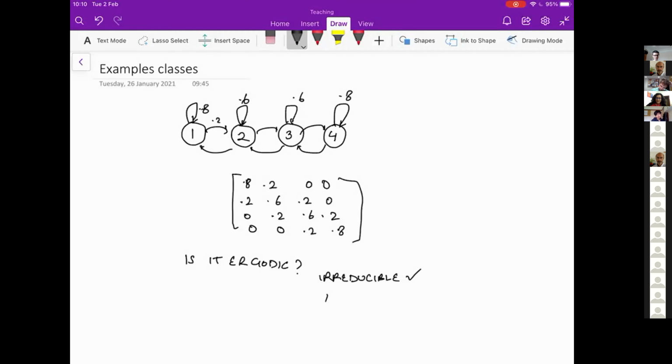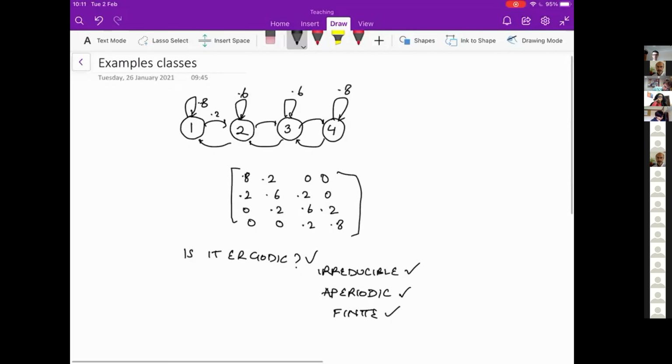It's finite and aperiodic. Why is it aperiodic? Because there is a self loop on every state, although even a single self loop would have sufficed. That's right. So it's aperiodic, and the other thing is it is finite. So it's finite, aperiodic, irreducible. So yes, it's ergodic.